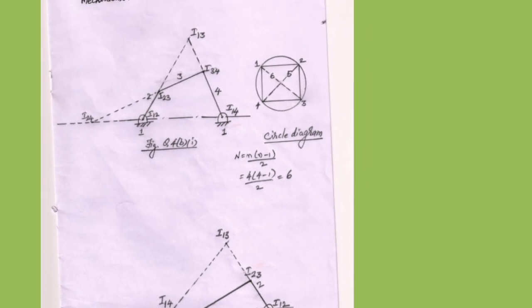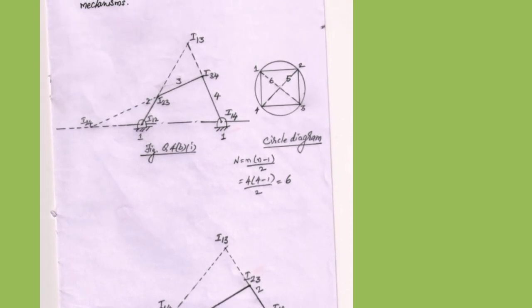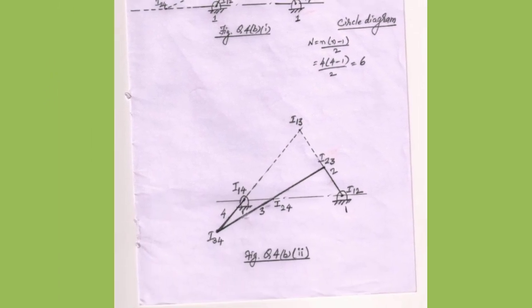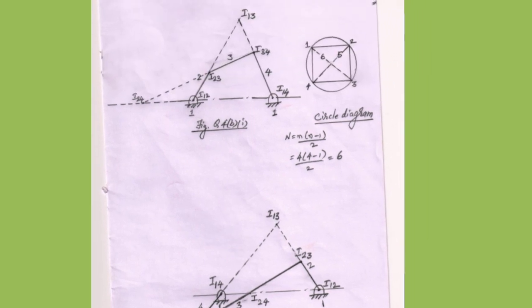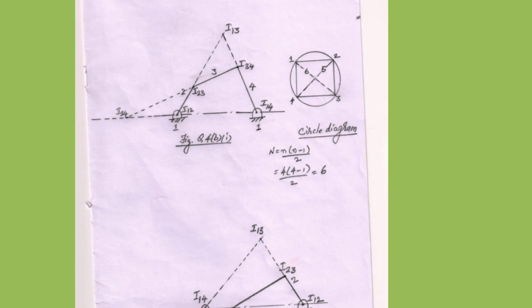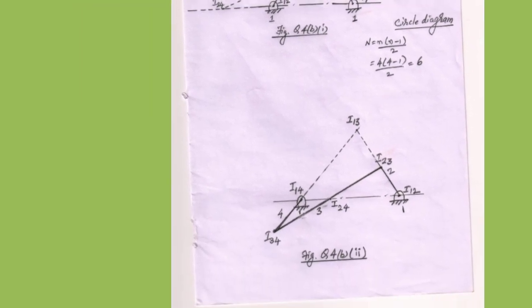So go back to the same circle diagram. If you join I12 and I23, you will get I13. That is a triangle. I12 is on the right side, I23 is on the top. Extend it, you will get I13. But I13 has not come by a single line, so we go to one more triangle. I14 and I34 should be extended. I14 is on the left, I34 is at the bottom. Extend it backwards, you will get I13, the instantaneous center of link 3 with respect to 1.